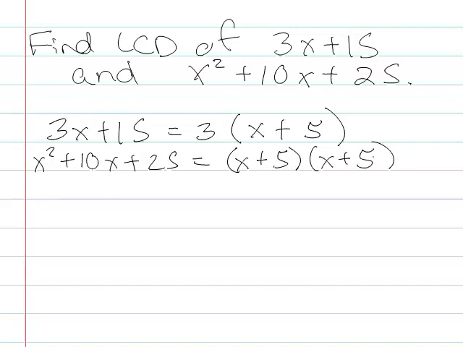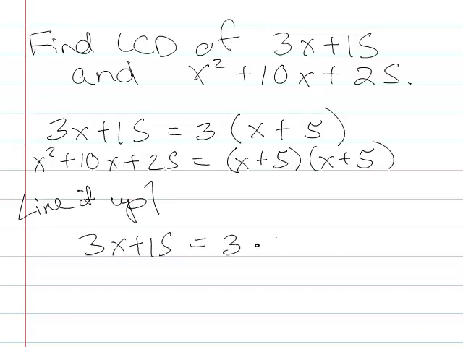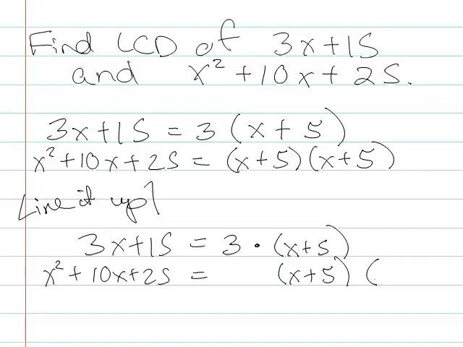So if you can't factor, you can't find LCDs of these kinds of things, just so you're pre-warned. All right, so we've got everything factored out. Now we're going to line it up. So 3x plus 15, we've got a 3, and we've got an x plus 5. Now for x squared plus 10x plus 25, we've got an x plus 5. We don't have a 3, so we don't line anything up there. And we have another x plus 5.